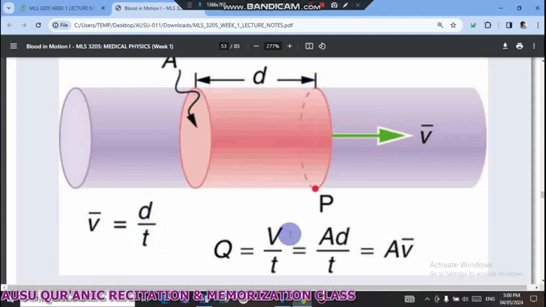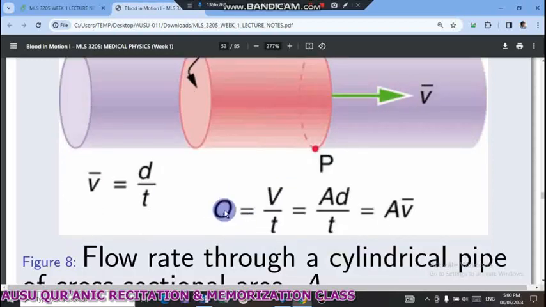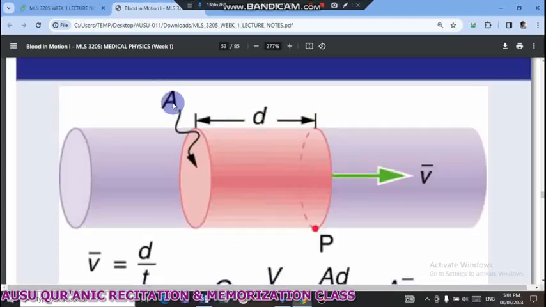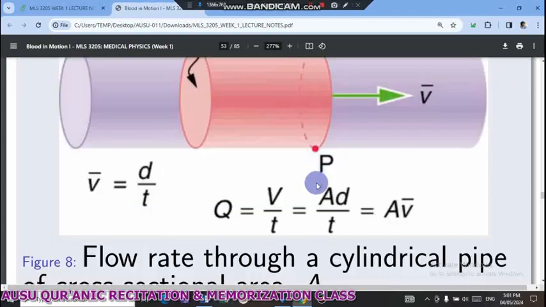Now, remember again that your flow rate is volume, meaning the volume of this entire liquid colored red, divided by the time it takes this liquid to flow from this region to this region. So you have V divided by T, where V is the volume. Remember, we say the volume is A times D. So you have A times D as the volume divided by time. If you look at this one, can you see D over T? D upon T is what you have here, D upon T as the velocity.